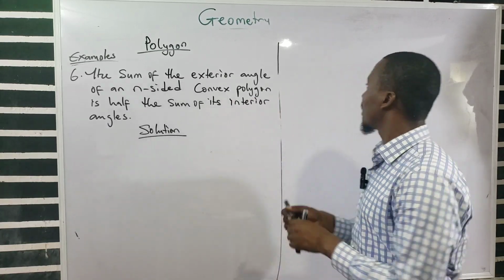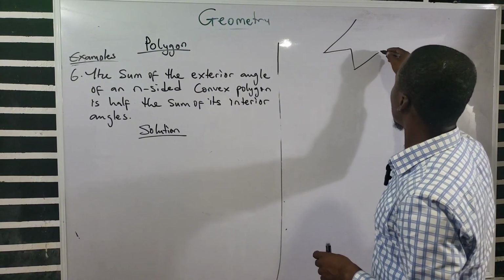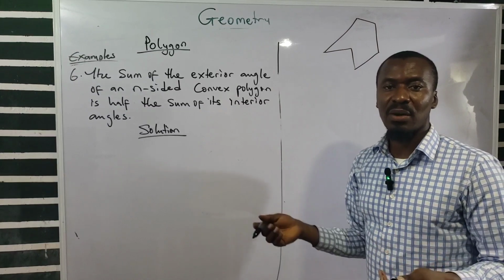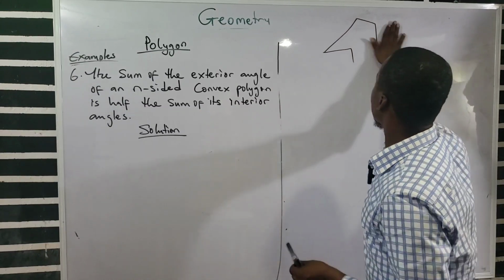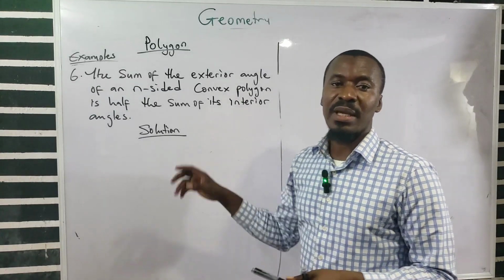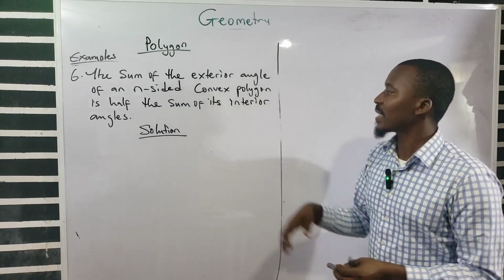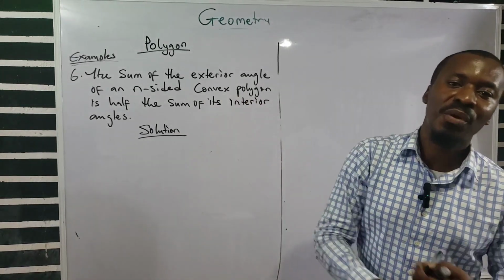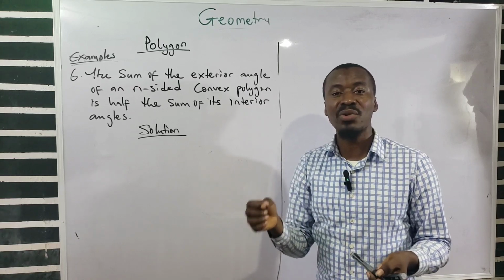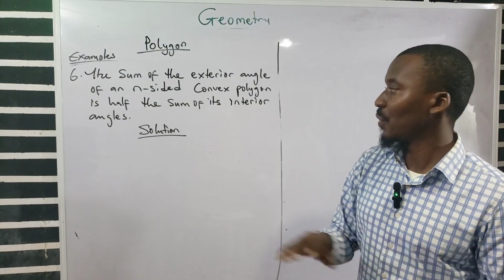A convex polygon is a polygon of this nature. You can see that it enters inside at a point. So that's another way of telling you that this particular polygon is an irregular polygon. Anytime you see whether it's concave, whether it's convex, whatever name they give it, so long as it's not a regular polygon, it simply means that it's an irregular polygon.